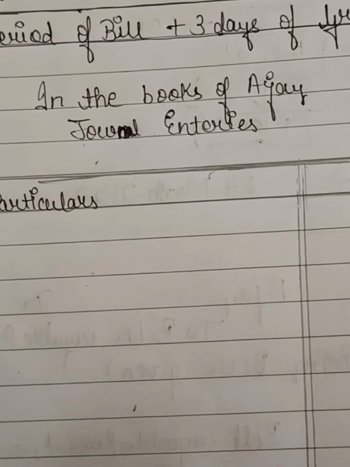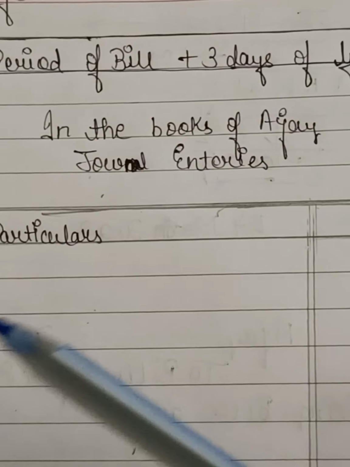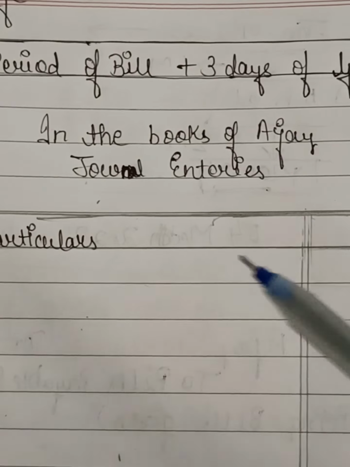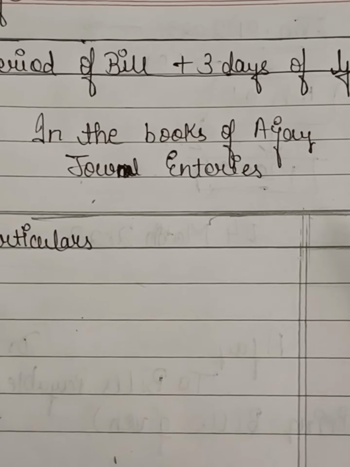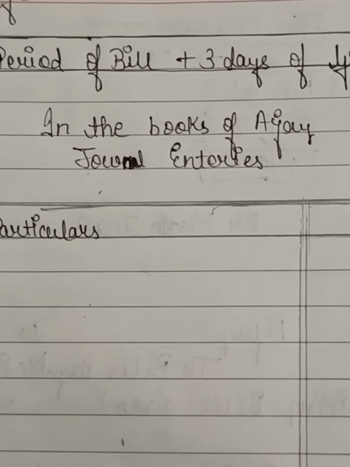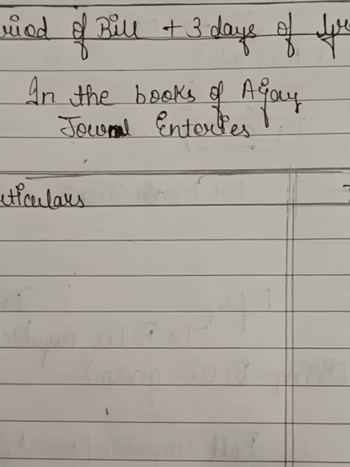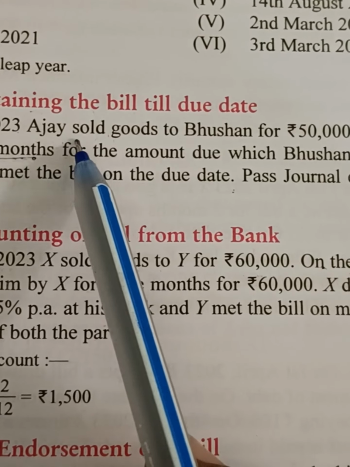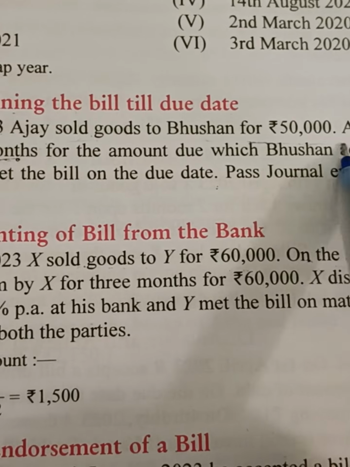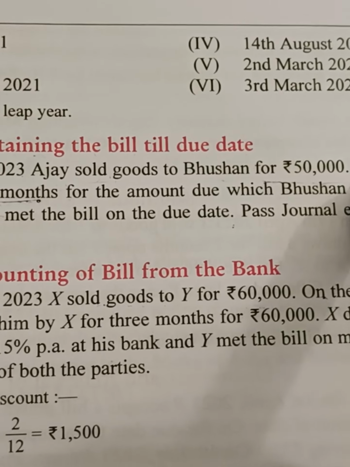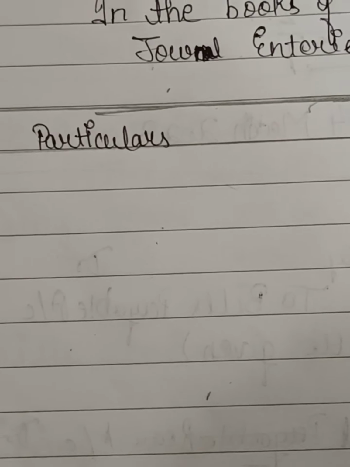First you have to make the format of general entry, that is date, particulars, this is ledger folio for you, then debit and credit. Okay, so let's start the question. The question is: Ajay sold goods to Busan for 50,000. So the entry will be, what is the date?